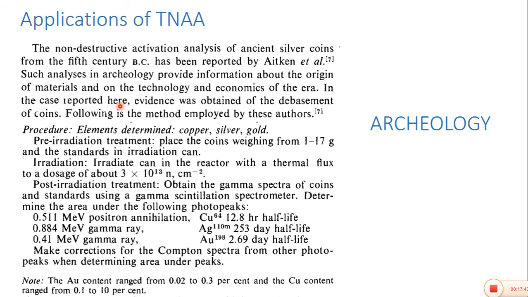The important thing is that this is an analysis that would not be possible with other kinds of instruments, but in neutron activation analysis we are able to do this job very easily. In the coins, the gold content ranges from 0.02 to 0.3%, and the copper content ranges from 0.1 to 10%. So this is also quantitative information about this application. Okay.